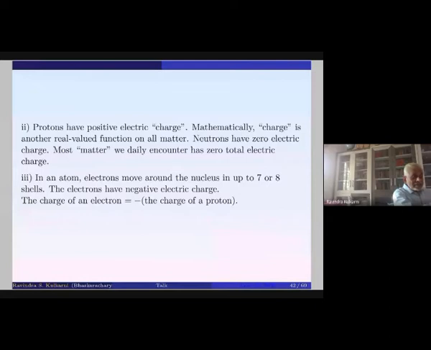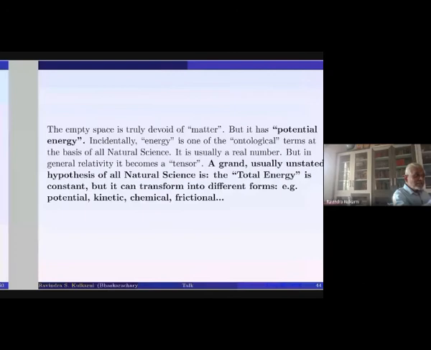These charges are such that one is attracting and the other is repelling. So electrons and protons attract each other, two electrons repel each other, two protons repel each other. And that's because of this property of the charge. This is a modern understanding of the atom. Now this is one extremely interesting point.